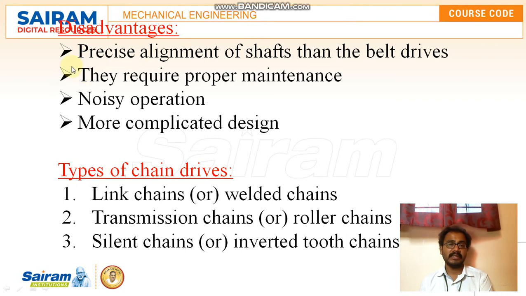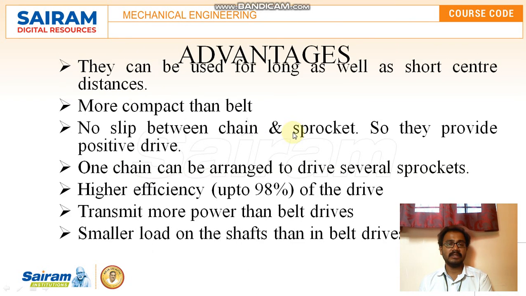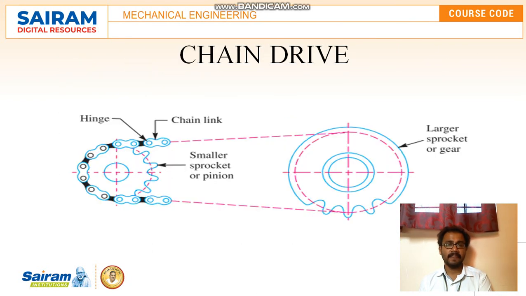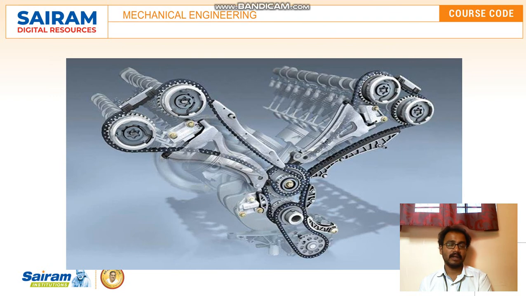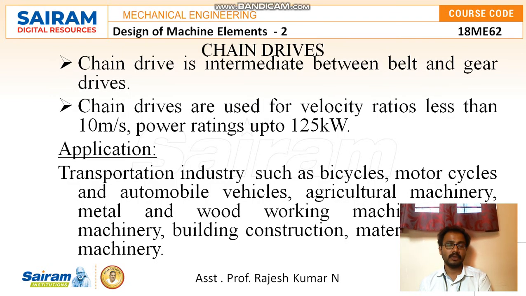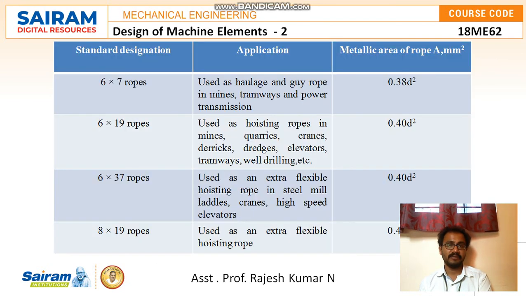Disadvantages would be that they need more precise alignment of shafts than belt drives, and they require more maintenance because metals easily go under friction, and it is a very noisy operation. Already we discussed this in the previous segment, and it is a very complicated design. I think this basic information is sufficient for an engineering student, since it is not given in our syllabus. So for chain drives, only this information is sufficient.